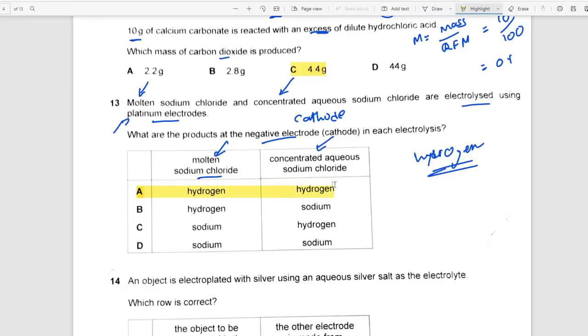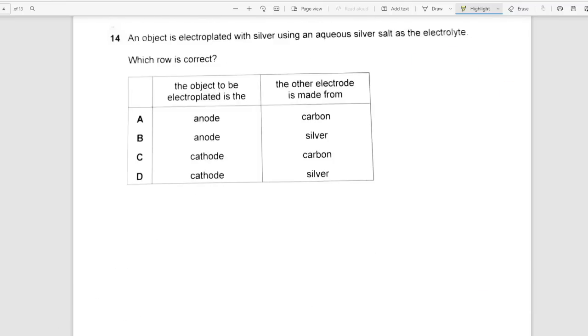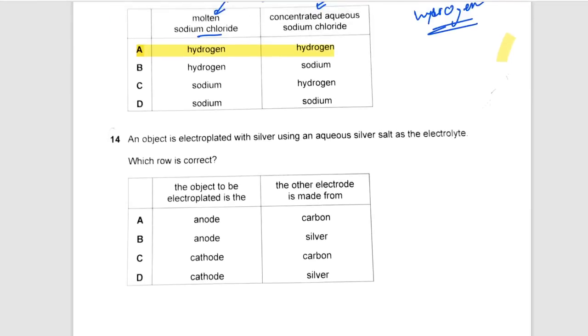Molten sodium chloride and concentrated aqueous sodium chloride. Move on to the next question.